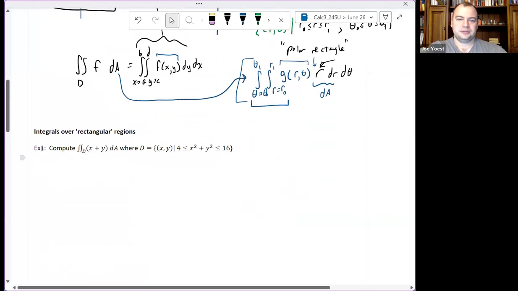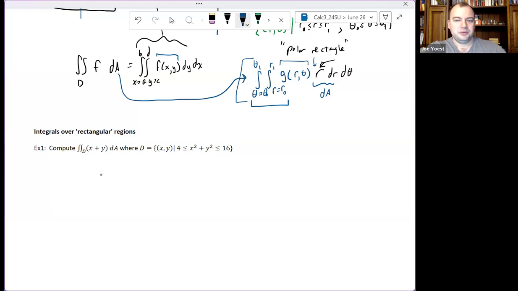So let's look at a couple of integrals over, in a sense, rectangular regions, but in the polar sense. So here we want to compute the double integral over D of x plus y dA, where D is the set of xy where x squared plus y squared is between 4 and 16. So we note that x squared plus y squared equals 4 is the circle centered at the origin, radius 2, and x squared plus y squared equals 16 is the circle centered at the origin, radius 4.